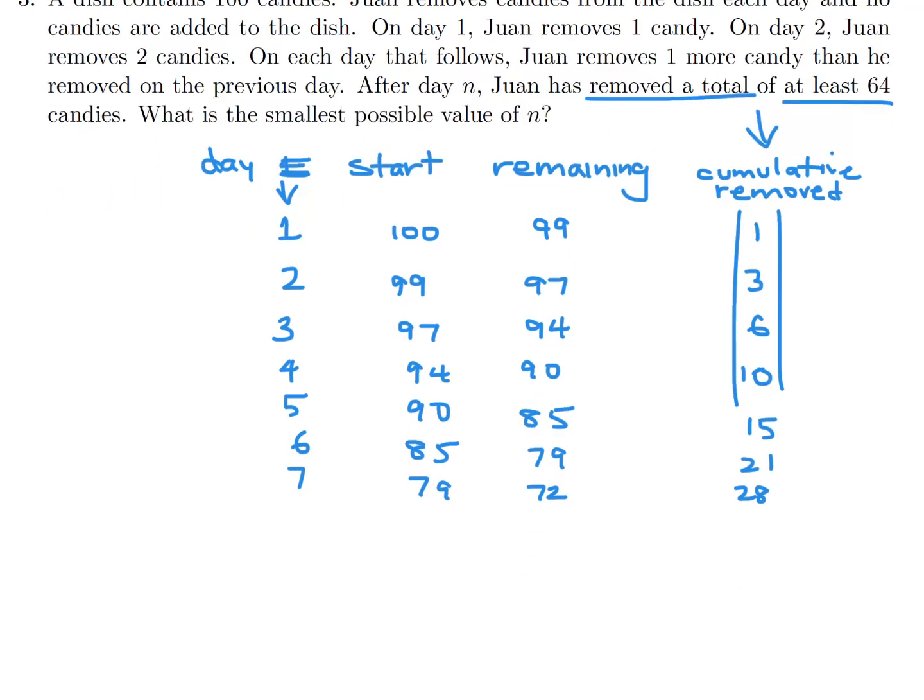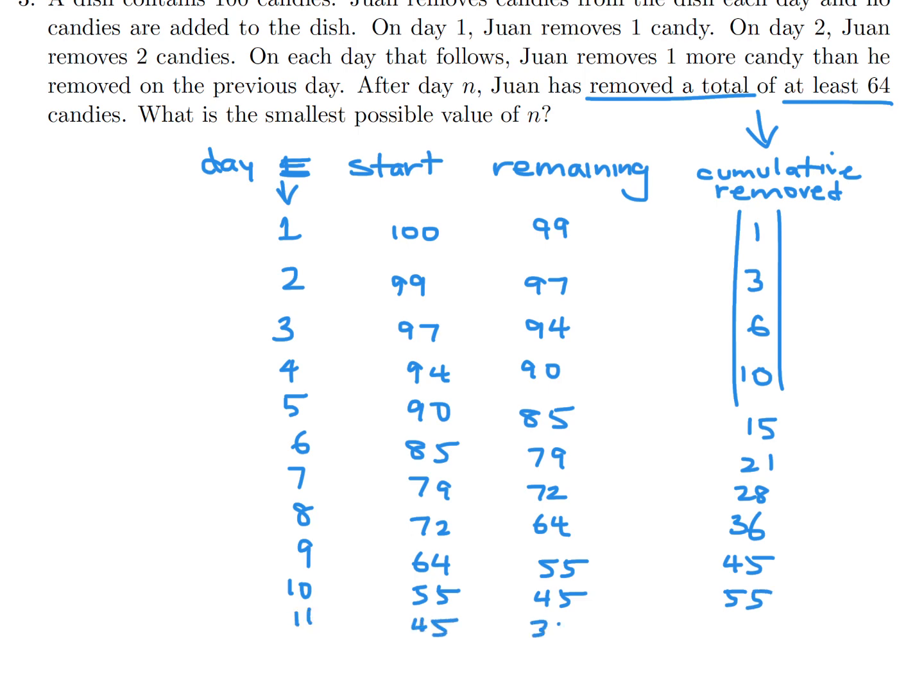And let's see here, 8, 72, 64, 36, 9, 64, 55, 45, 10, 55, 45, and 55. Okay, we're almost there. And 11 is 45, 34, and 66. So we got to at least 64, and that happened on day number 11, and that would be our n.